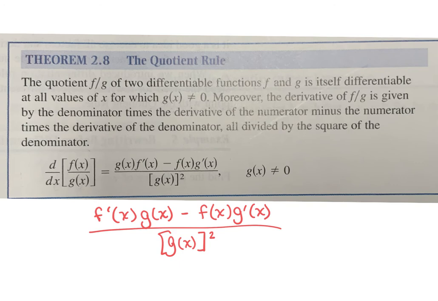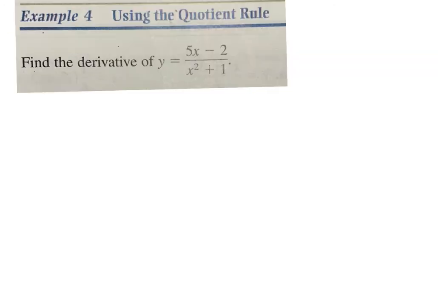Now this, keep in mind, is considering the fact that the domain is restricted by when the denominator is 0. So it is a restricted domain because you are doing division for these. So look at the first example, example 4 here. My top function is 5x minus 2. So my derivative of the top here is just 5. My bottom is x squared plus 1, so my derivative here is 2x.